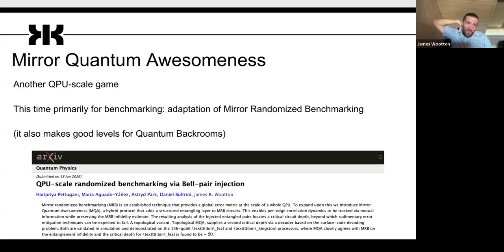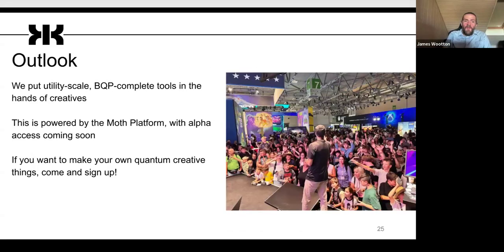Also, we have another project called Mirror Quantum Awesomeness, which I'm not going to talk about now, but I encourage you to go and look at. But it is another way of doing intuitive benchmarking at the device scale, and it's an adaptation of mirror randomized benchmarking. It's also game related, and you can use our results from Mirror Quantum Awesomeness to make new levels of quantum backrooms, and they're pretty good levels as well. But this is basically what I wanted to tell you.